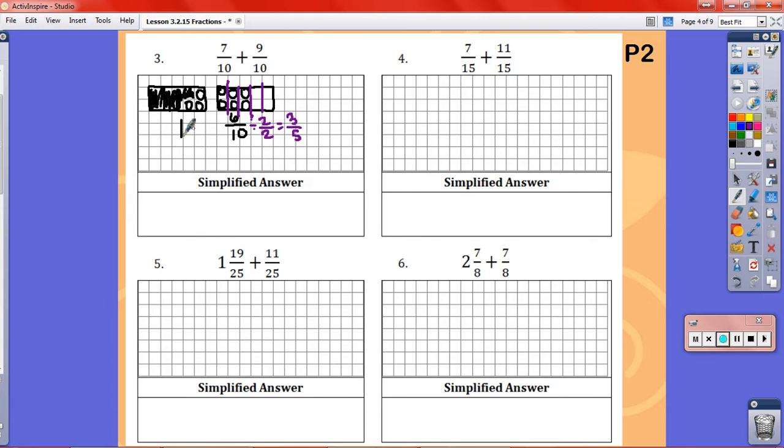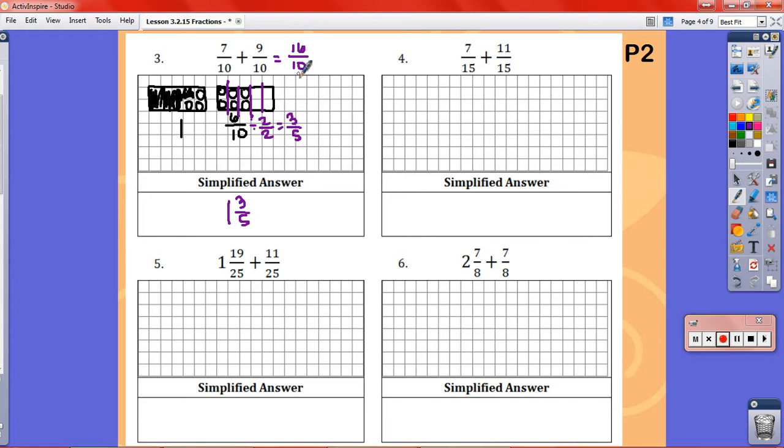So that's 1 3/5. Okay. Now let's show that with numbers. So we had 7 pieces and we added 9 pieces. That led to a total of, well, here's 10, 11, 12, 13, 14, 15, 16 pieces. 16 tenths.